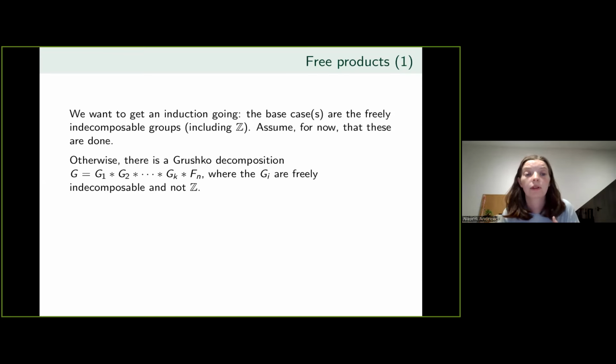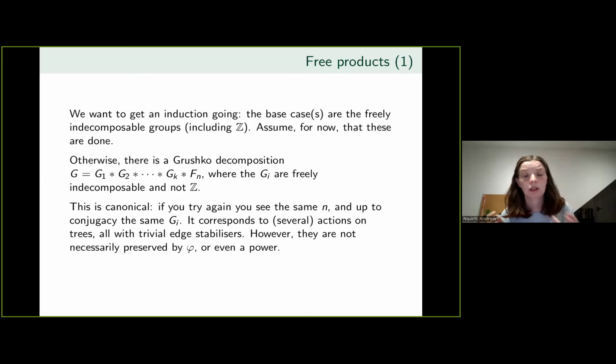So if I'm not a freely indecomposable group, then I have a Grushko decomposition. I can rewrite G as a free product of some G_i and a free group. And I'm going to demand that the G_i themselves are freely indecomposable. I can't split them up anymore. And they're not going to be infinite cyclic. I want the infinite cyclic bits to be living in the free group at the end.